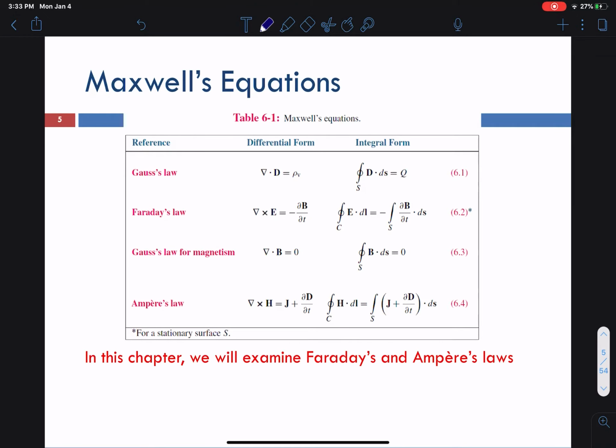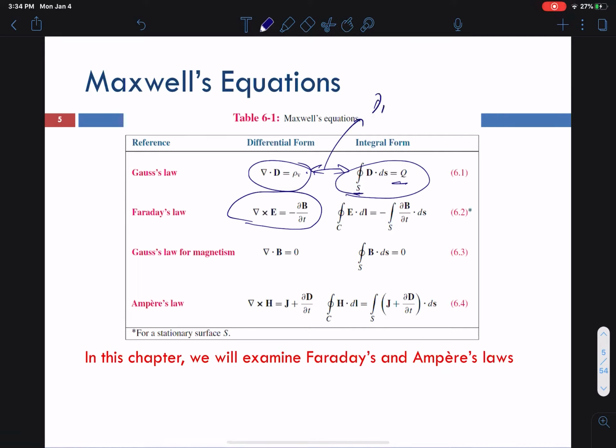Now, this is the differential form over here. The original form of Maxwell's equations is all in differential form. If you integrate over a closed surface, you get the total charge. This relationship happens due to the divergence theorem.